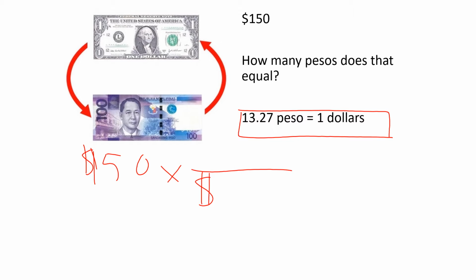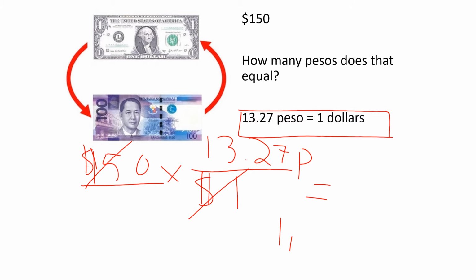I'm going to set up a fraction where I put the dollar here in the numerator, and I'm also going to put the dollar in the denominator. I'm going to put my 13.27 pesos in the top, and the reason I want the dollar in the bottom is so that the units will cancel out. So this shows me that I do in fact need to multiply by 13.27 and not divide. And so I get 1,990.50 pesos. Okay.